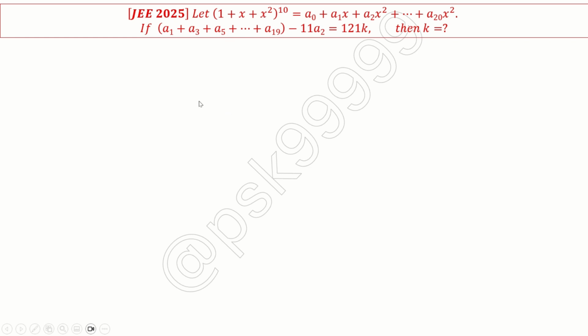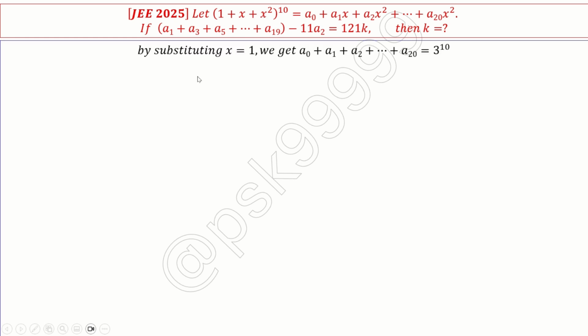We know that if I substitute x equal to 1, I get a0 plus a1 plus a2 up to a20, which is equal to 3 to the power of 10, because 1 plus 1 plus 1 is 3, to the power of 10. Then if I substitute x equal to minus 1, I get a0 minus a1 plus a2 minus a3. Basically even and odd indexes will have positive and negative signs, which is equal to 1, because 1 minus 1 plus 1, so 1 to the power of 10, which is 1.